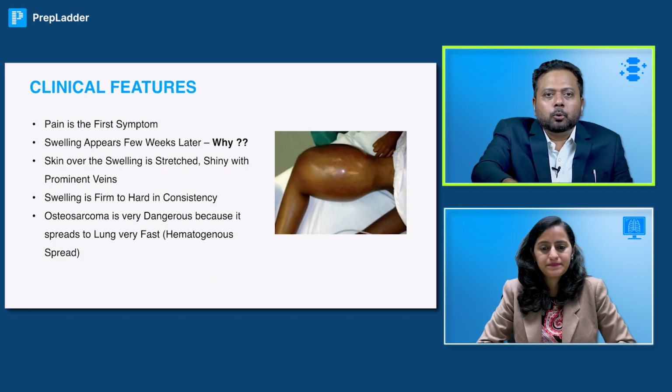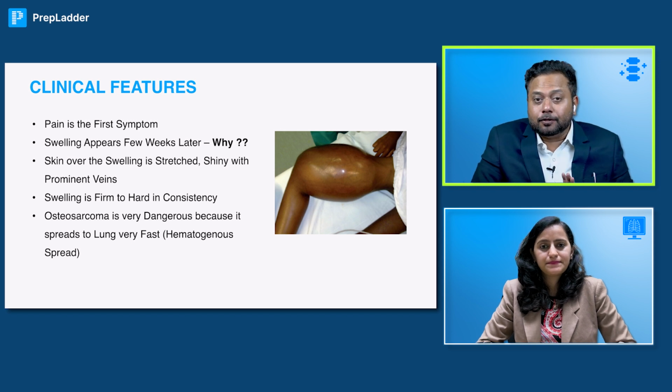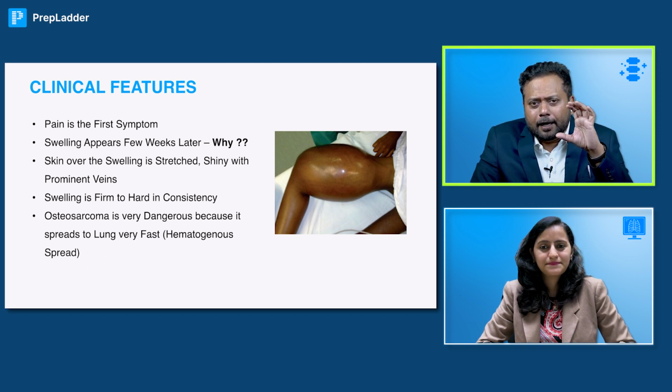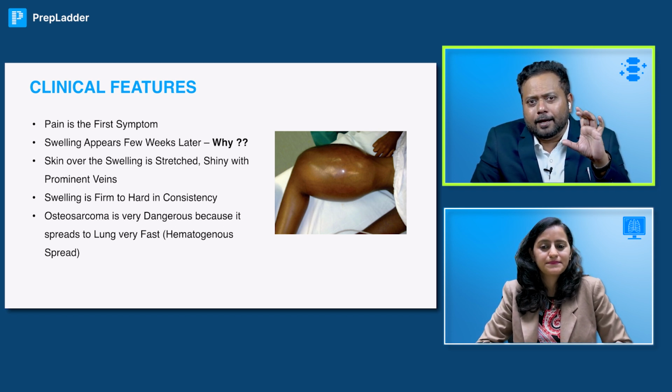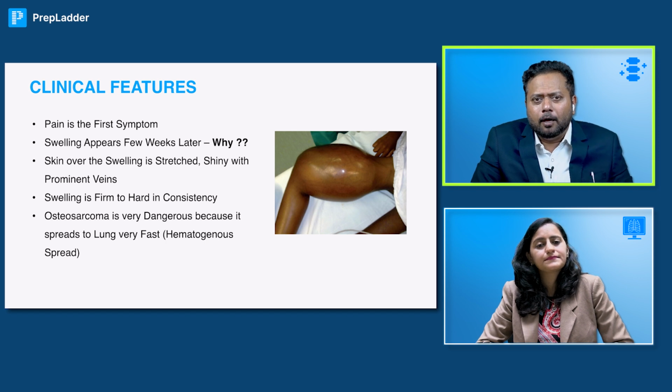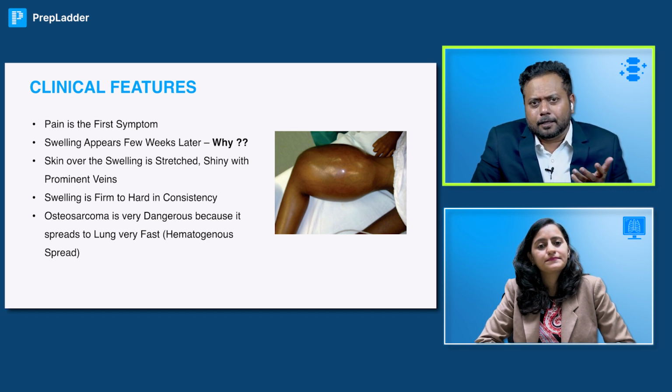Then coming to clinical features, pain is the first symptom. This is very important, dear friends. When we are dealing with a malignant bone tumor, if pain is the first symptom, the first diagnosis should be osteogenic sarcoma. The other way around, if swelling starts first and pain comes a little later, that should be a case of giant cell tumor. This is a golden point because nowadays it's a clinical scenario based exam. They are giving huge lines, 6-7 lines of clinical history. So for example, when a 20-year-old male presents and pain is the first symptom, it should be osteogenic sarcoma.